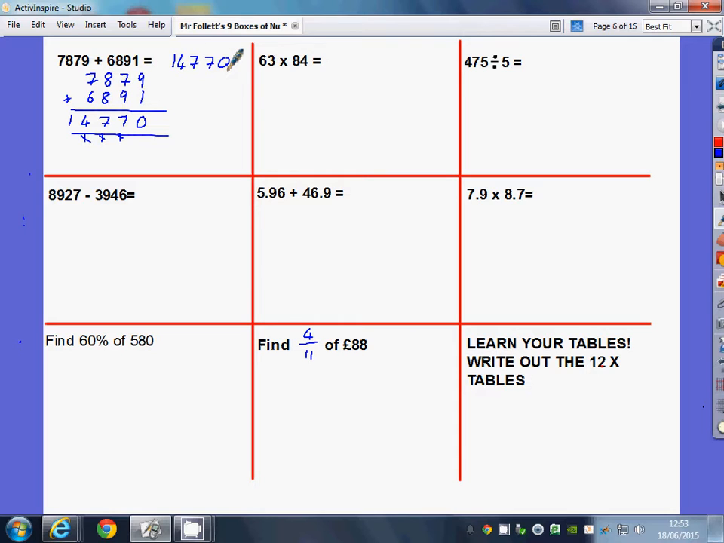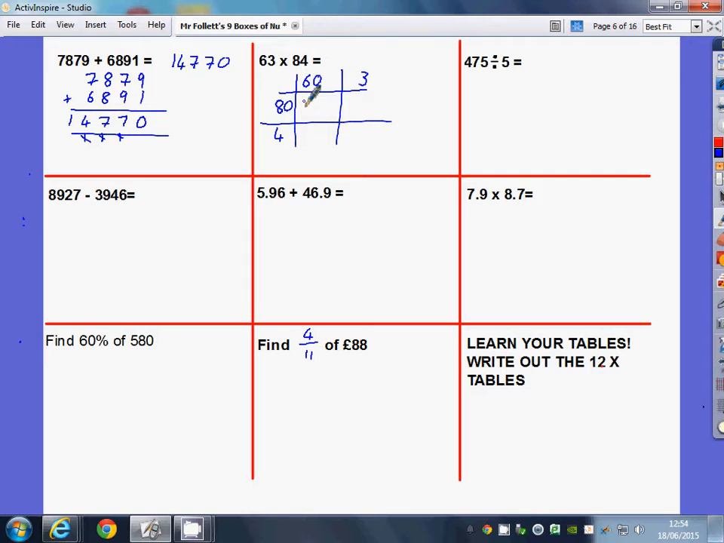The second one, multiplication. As soon as you see a multiplication question, do not forget we get that grid method drawn. So 63 multiplied by 84. We get the grid drawn immediately as soon as we see a multiplication.